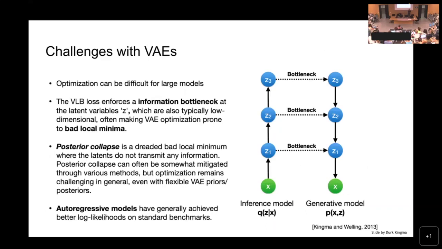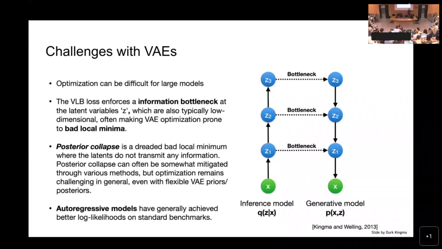So that being said, VAEs still have a number of challenges that make them not super easy to use in practice. And the main one is related to the way the loss works. When you look at the variational lower bound, there's a reconstruction term: can we reconstruct the data? But there's also a term that says, how closely does our inference model match the prior that we have on the latent variables? So that's an information bottleneck. So the model tries to minimize the reconstruction error, but it also tries to minimize the information that flows through this bottleneck.